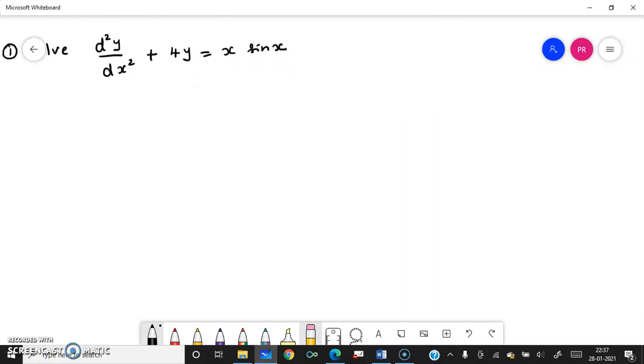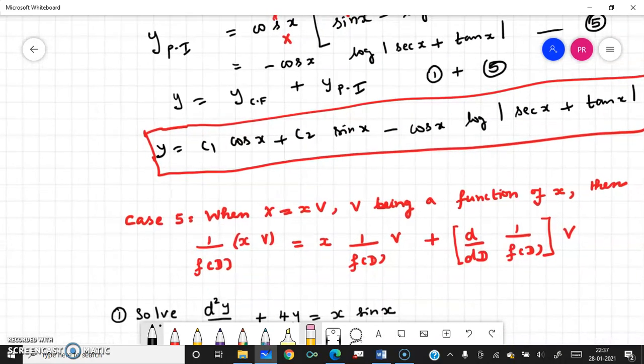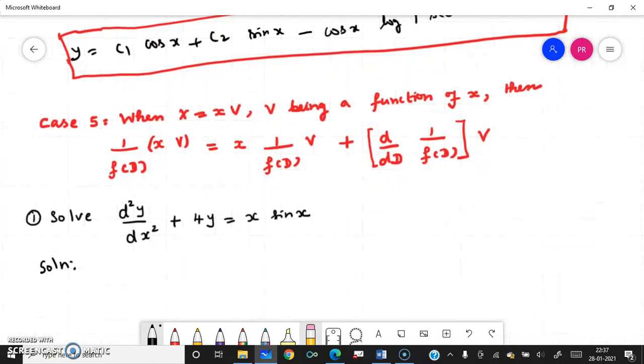Okay, solve. See the solution of this. Here, how the function is, if you see, this is nothing but our v. It is a function of x. You are having a function of x and this is our x. This is how it is, x into v.